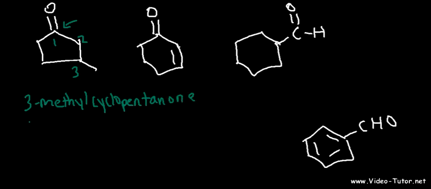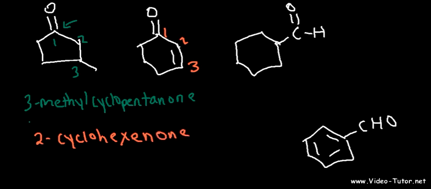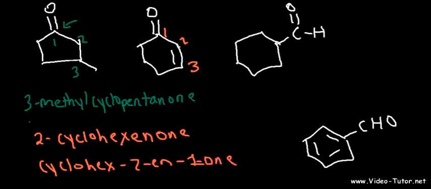Now for our next example, this is still carbon 1, 2, and 3. So we have a double bond on carbon 2, so we can call it 2-cyclohexenone, with an "en" because it's an alkene, and then "one." Now some textbooks may write it this way, cyclohex-2-en-1-one, and they might put the 1. You might see that in some textbooks. But for this example, we don't have to specify where the carbonyl group is located.